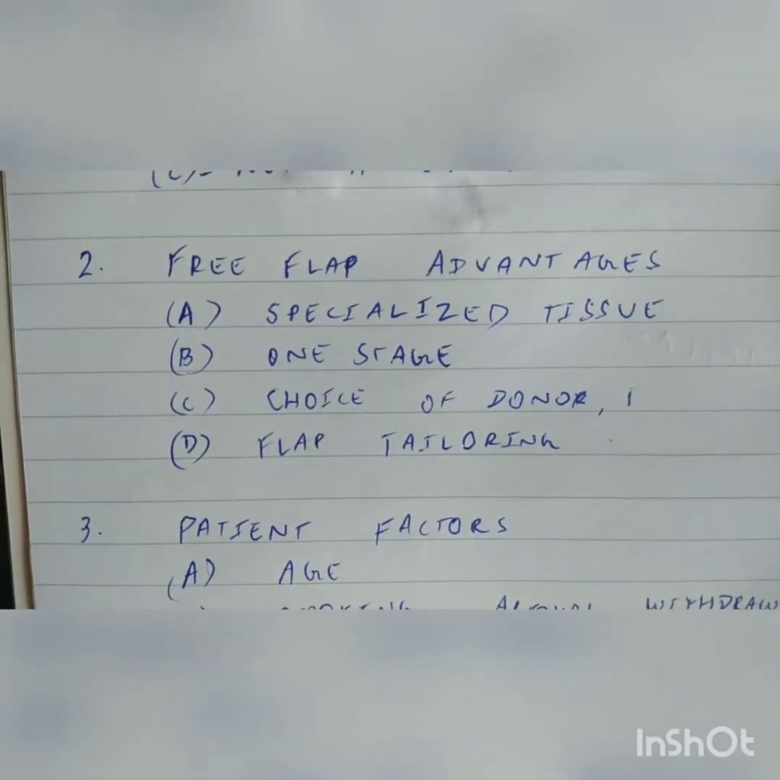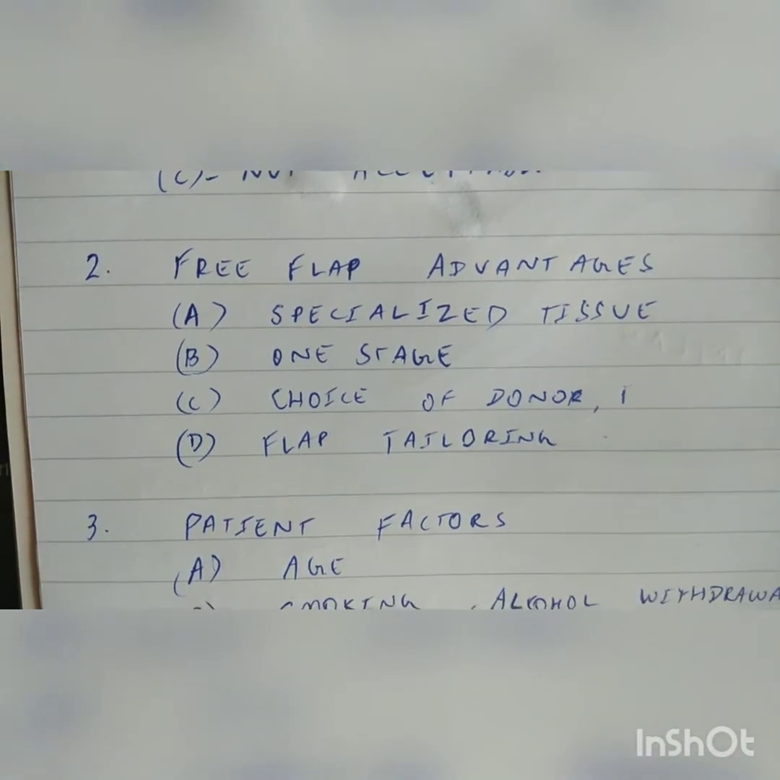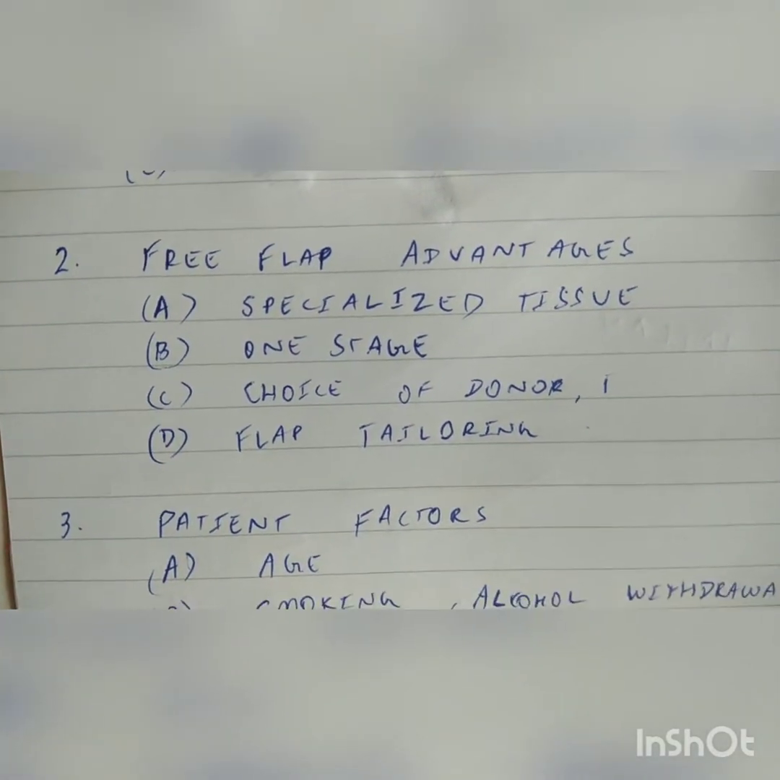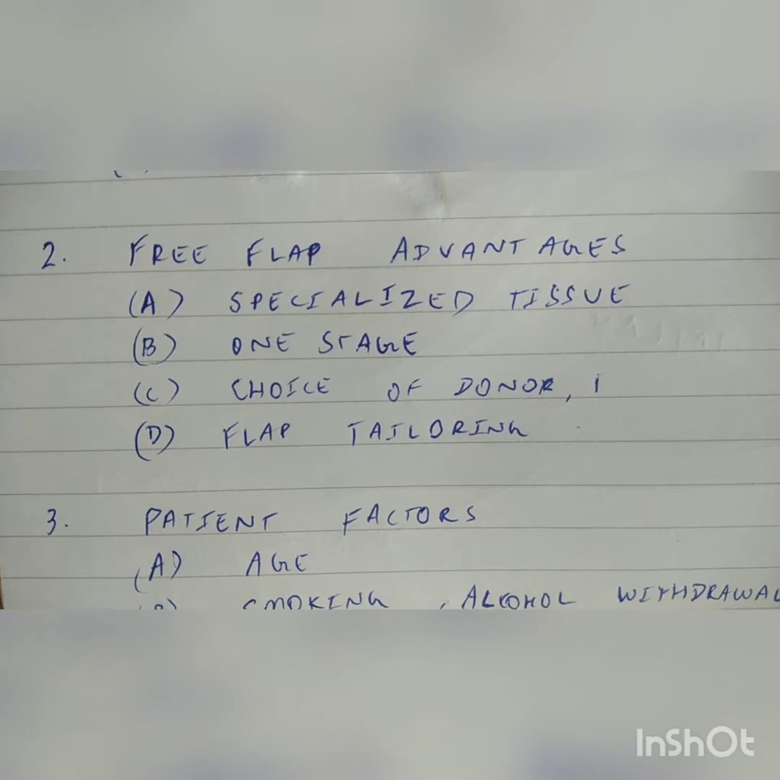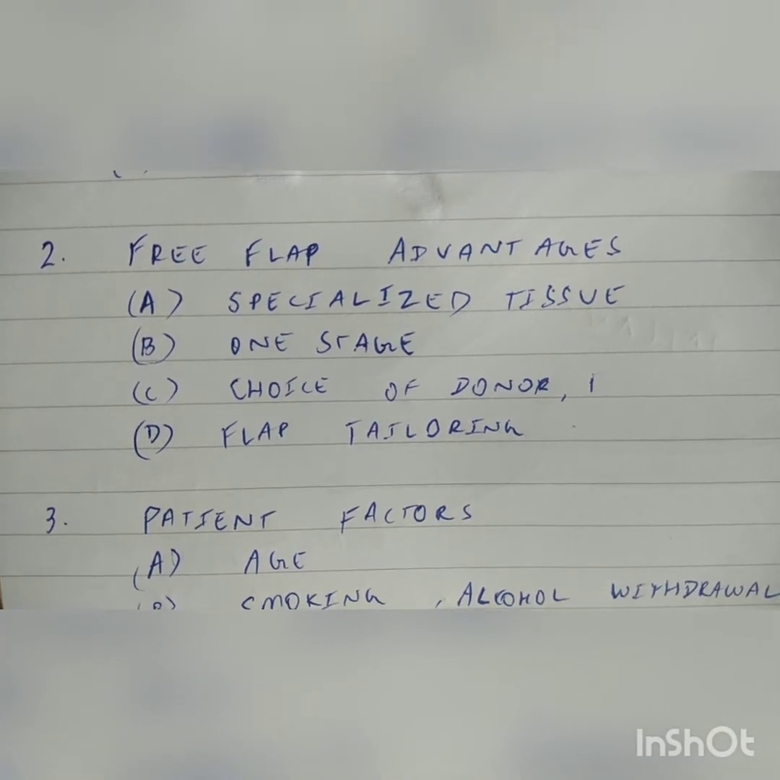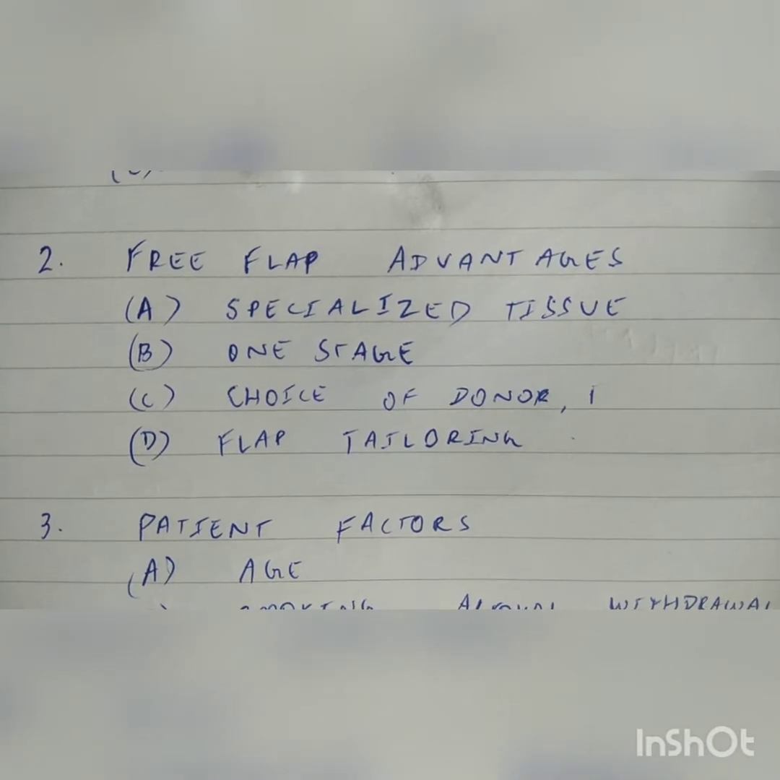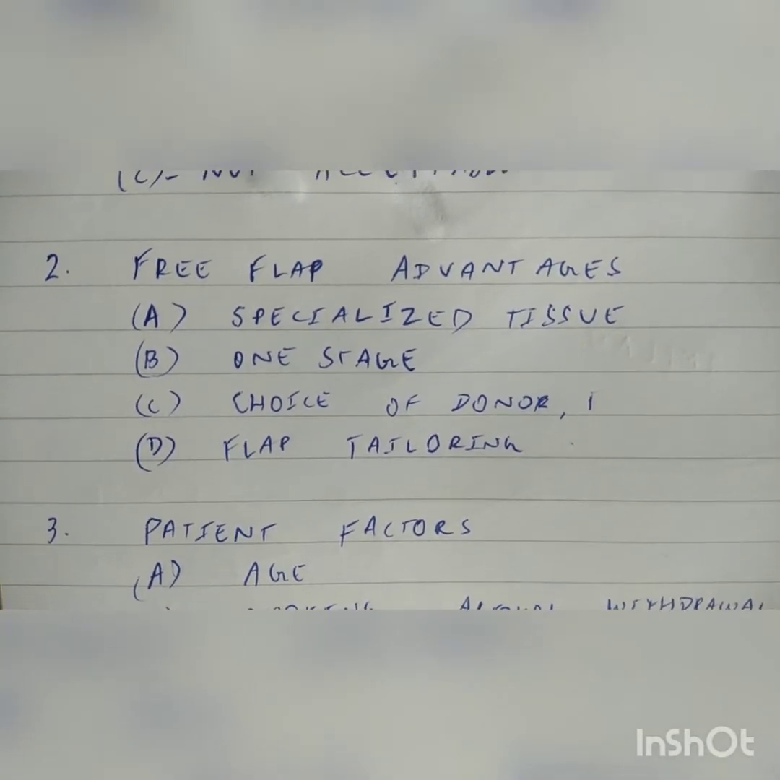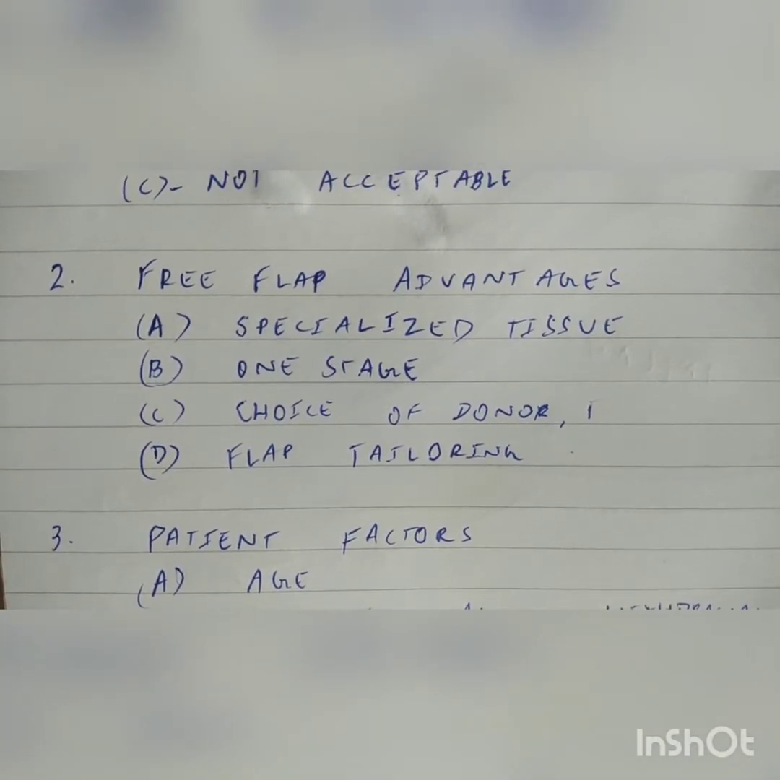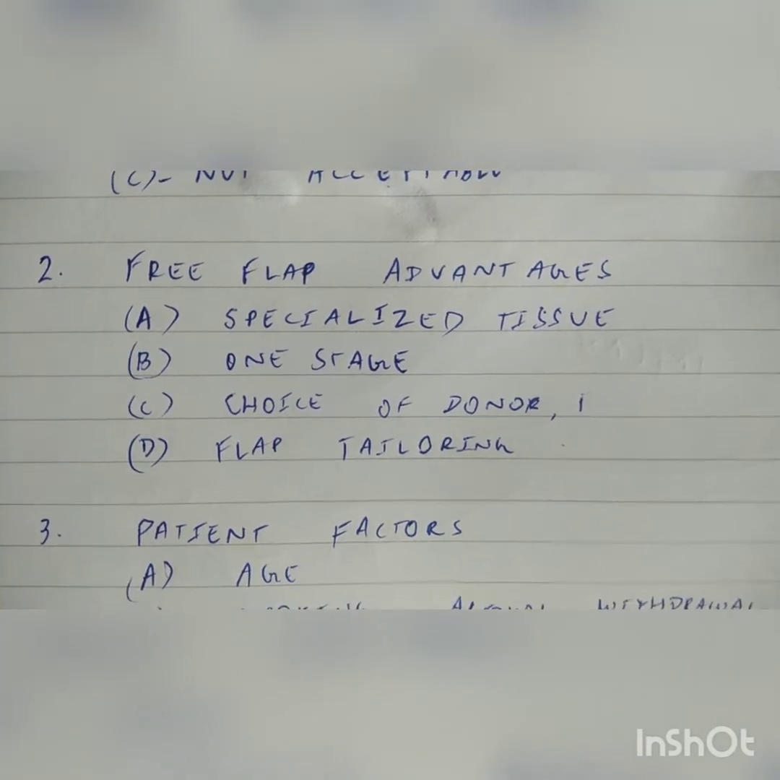Going to what are the advantages of this free flap? One, we can get a specialized tissue. What are the examples? When you need to obliterate a space, you can get a muscle, you can include a vastus lateralis along with the anterolateral thigh flap. Then you can do it in one stage. Then you have a choice of donor.